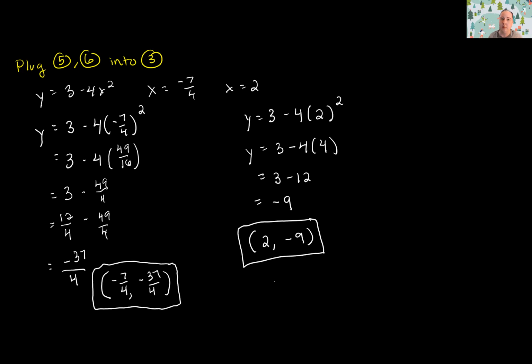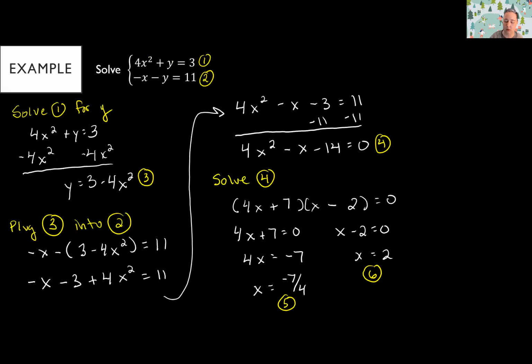I like to check my work, not only with my calculator, but to also graph it, because then you can see really what you're graphing here. I'm going to pull up Desmos. That's what I use for all of my graphing. And I'm going to type in the two equations separately: 4x squared plus y equals 3, and negative x minus y equals 11.